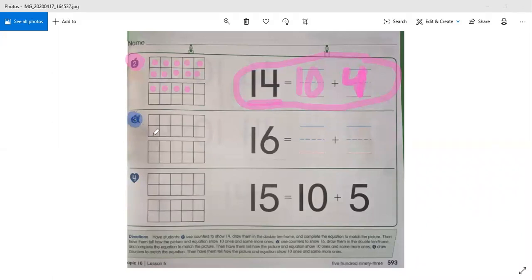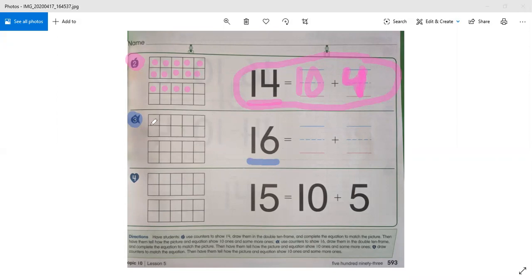Problem number 3. So once we do the same thing, but this time we have the number 16. So we want to show 16 on our double 10 frames. So we know we have to fill up the first row because there's at least 10 in the number 16, right? But instead of stopping at 10, I'm just going to count all the way until I get 16, okay? So here's my number 16.